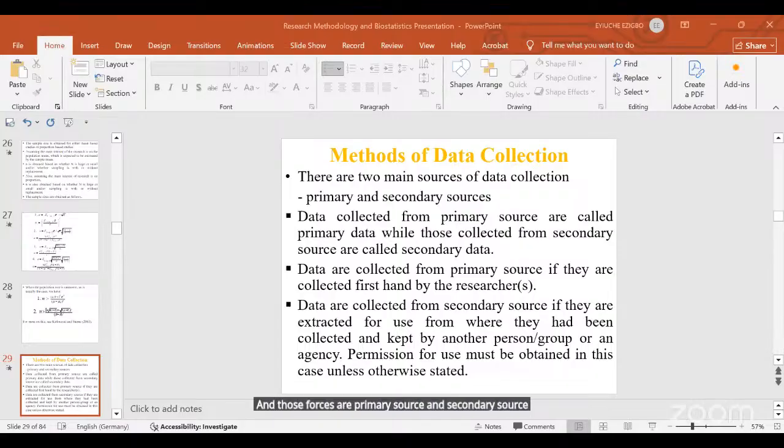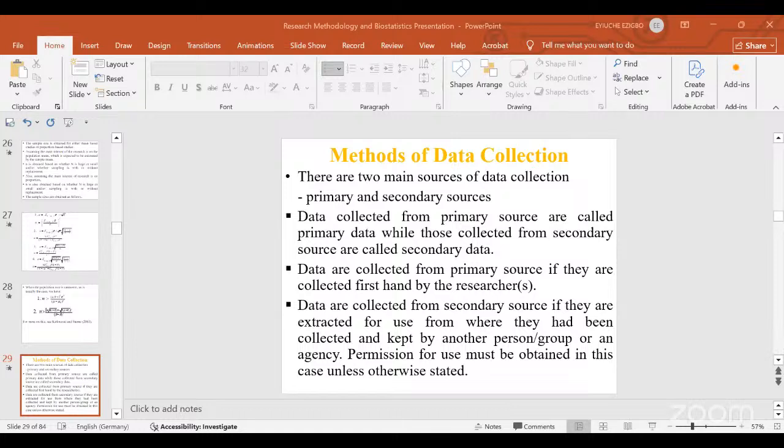All that I'm saying now is contained in the slides that have been shared with all of you. So we have the primary source of data collection and the secondary source of data collection. Data collected from a primary source are called primary data, while those collected from a secondary source are called secondary data. Data are collected from a primary source if they are collected firsthand by the researcher or researchers. I am trying to do a work and I need to collect data.